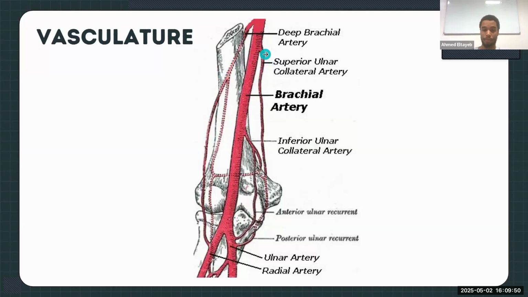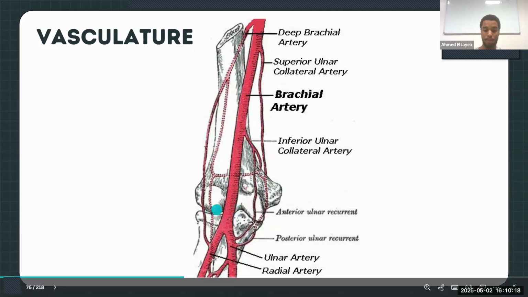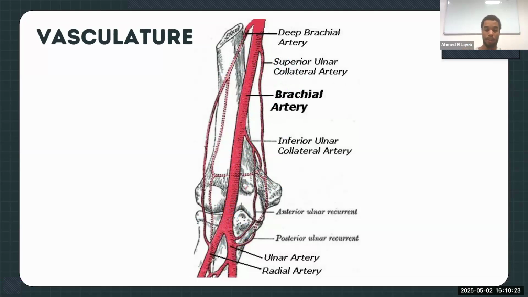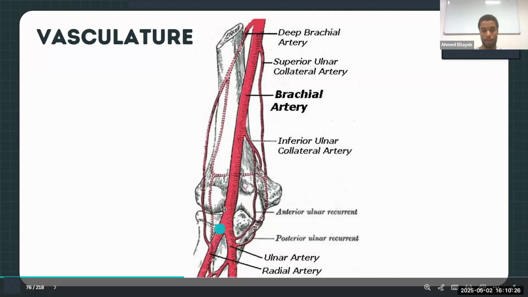Now, from up here, we have the superior ulnar collateral artery and the inferior ulnar collateral artery. The superior ulnar collateral artery branches off earlier from the brachial artery, and it runs posterior. And the inferior ulnar collateral artery branches off much lower, and it runs anterior. So superior runs posterior, inferior runs anterior. And finally, we have the terminal branch of the brachial artery, which branches off into two, the ulnar artery and the radial artery, which my fellow colleague Feras will talk about.